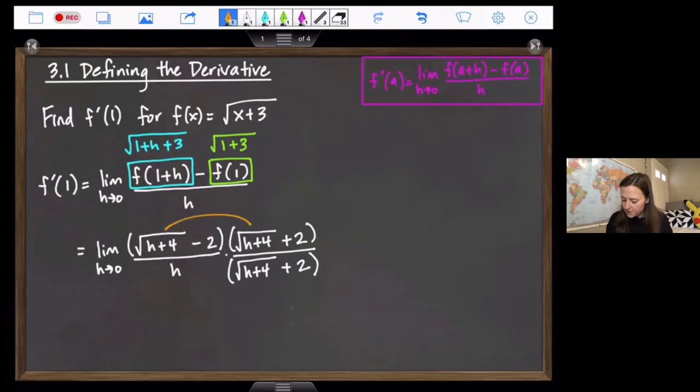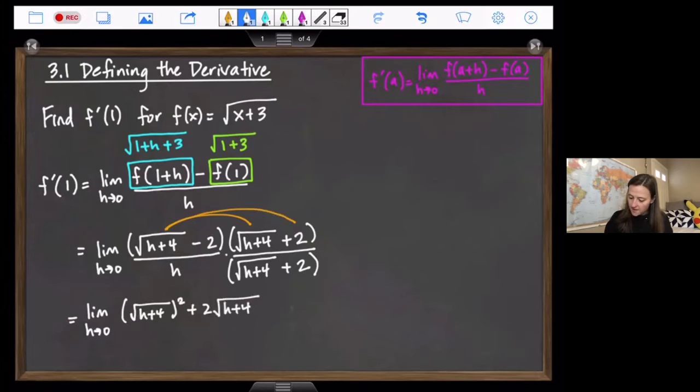We're going to do our first terms. Don't forget your limit. So we're going to say the limit as h goes to 0 of root h plus 4 times root h plus 4. That's going to be root h plus 4 squared. Then we're going to do our outer terms. That's going to be plus 2 root h plus 4. Inner terms, we're going to multiply negative 2 times root h plus 4, so minus 2 root h plus 4. And then our last terms, negative 2 times 2. That's going to give me minus 4.